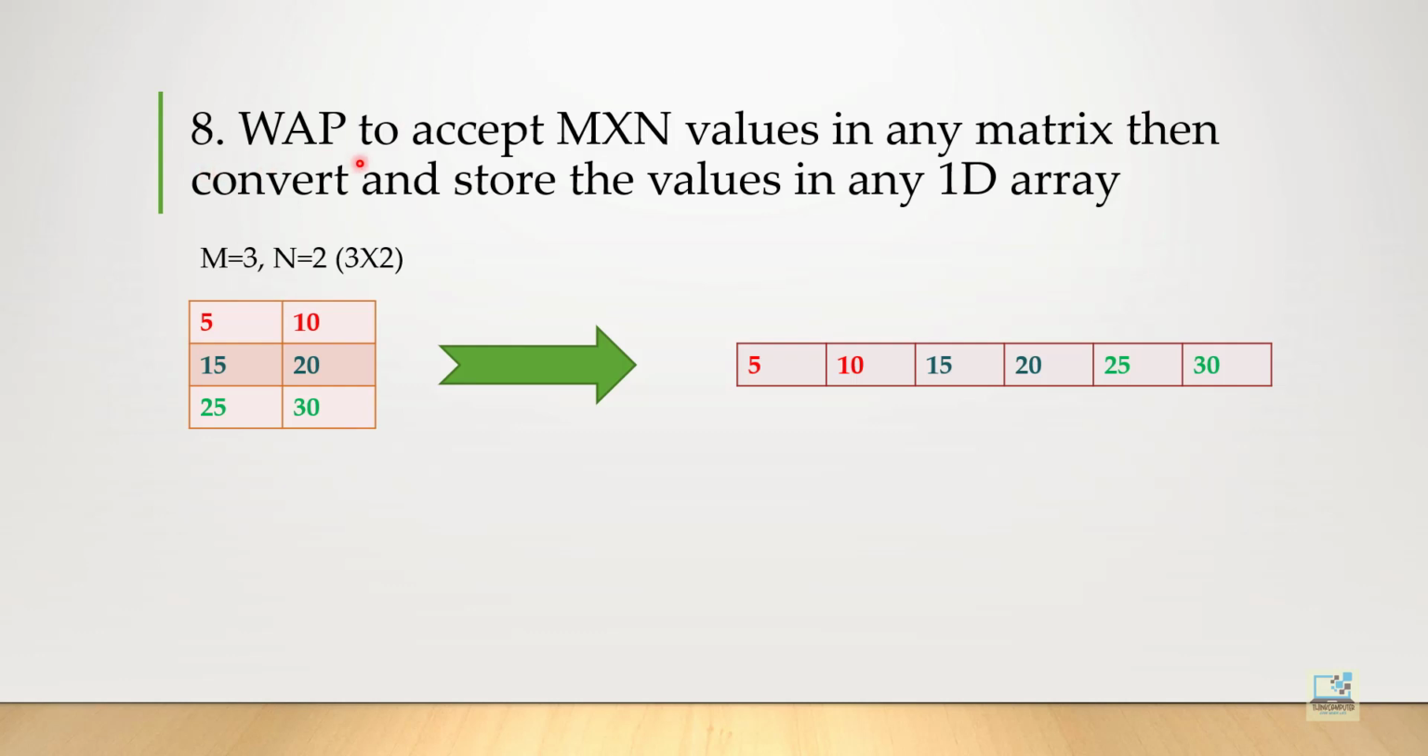Write a program to accept m into n values in any matrix, then convert and store the values in a 1D array. So we will be converting a 2D array to a 1D array. If the 2D array is of size 3 by 2, then the size of the 1D array will be 6, 3 into 2.